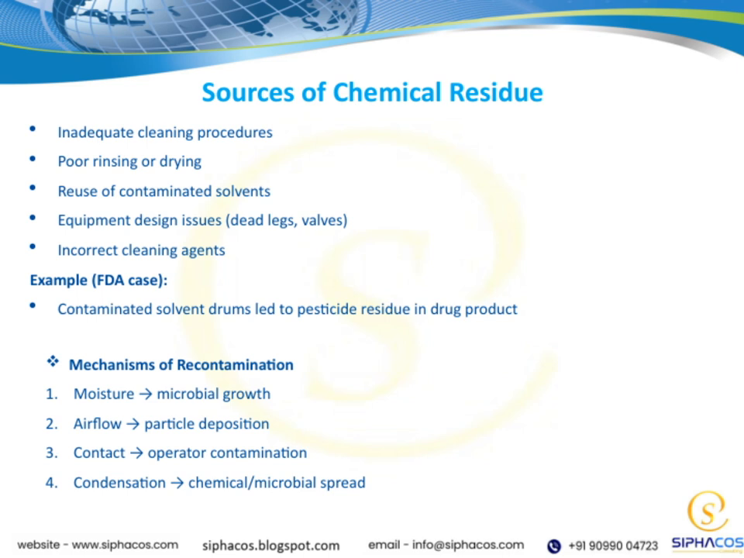quality. Now, shifting to sources of chemical residue, one major issue is inadequate cleaning procedures. If cleaning isn't thorough, residues can remain and cause problems later. Poor rinsing or drying can leave residues behind, especially if water or solvents aren't properly removed. Reusing contaminated solvents is another risk. It's like recycling trouble. Equipment design issues, such as dead legs or valves, can trap residues and make cleaning difficult. Also, using the wrong cleaning agents can leave residues that are hard to remove.